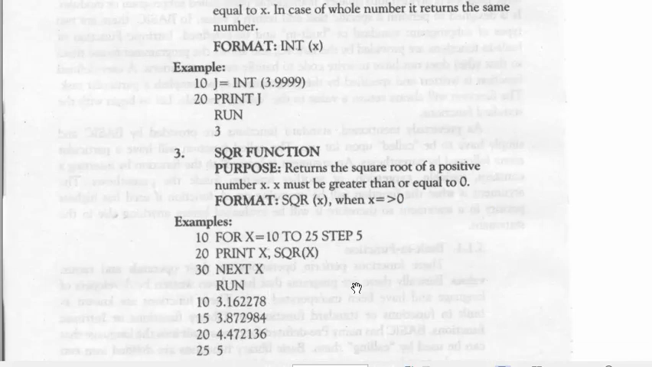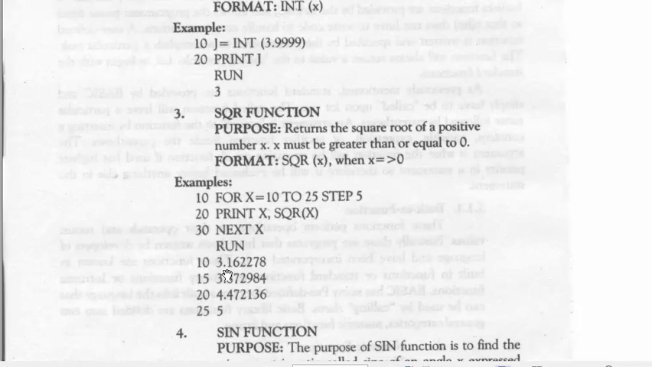Next is the SQR function. It is a square root function. Purpose: returns the square root of a positive number X. X must be greater than or equal to 0. SQR(X) is the format when X is greater than or equal to 0. 10 FOR X = 10 TO 25 STEP 5. Print X, SQR(X). Next X. Run. Square root of 10 is 3.162278, then 15, then 20, and in the last 25.